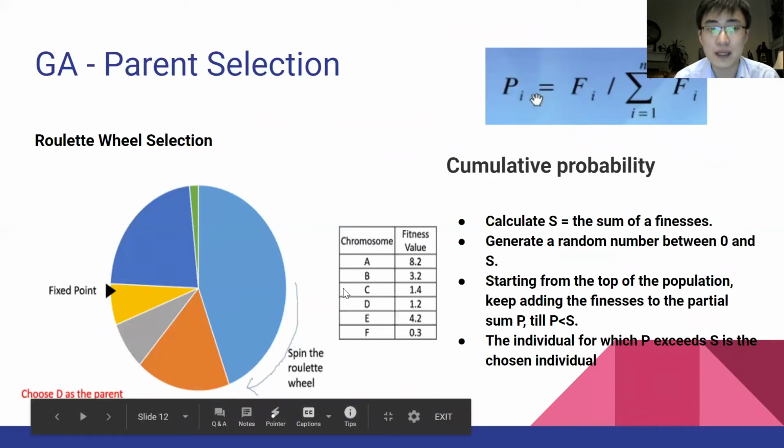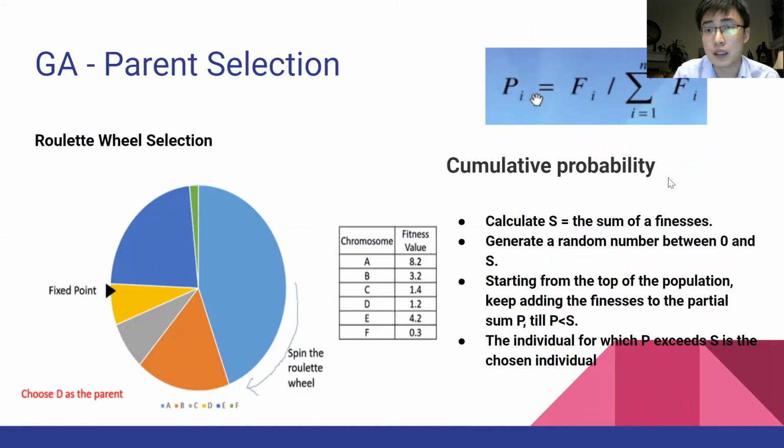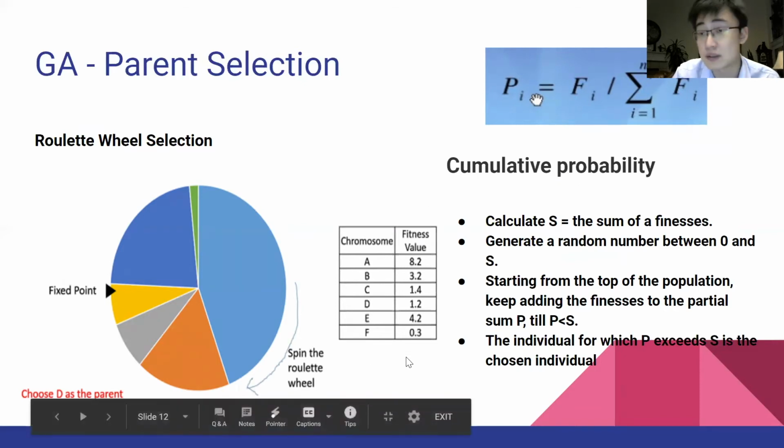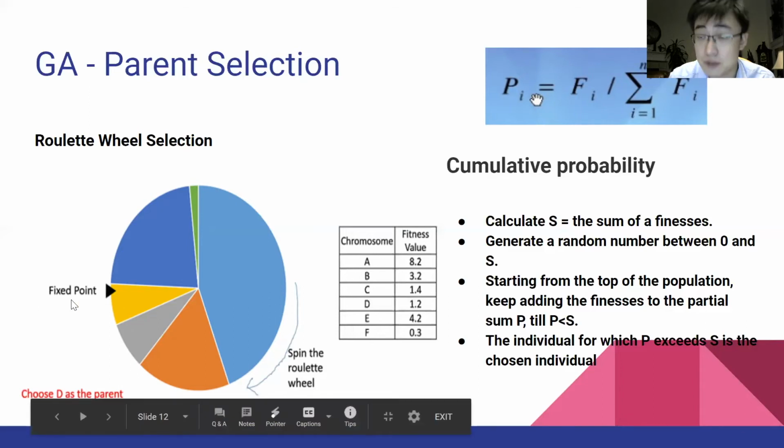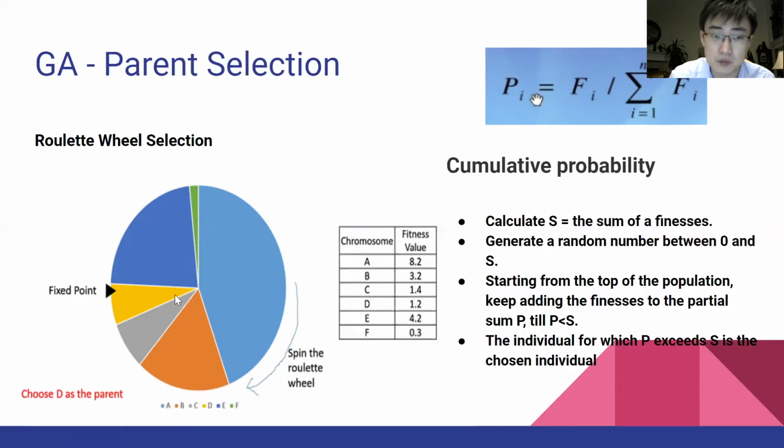Roulette wheel selection is one type of parent selection. How to use it? There is a table with each of the chromosomes and their fitness values. We sum the fitness values first, and then divide each fitness value by the sum, which gives the proportion rate for each chromosome. Then you set up a fixed point and spin the roulette wheel. Each chromosome in front of the fixed point can be selected.